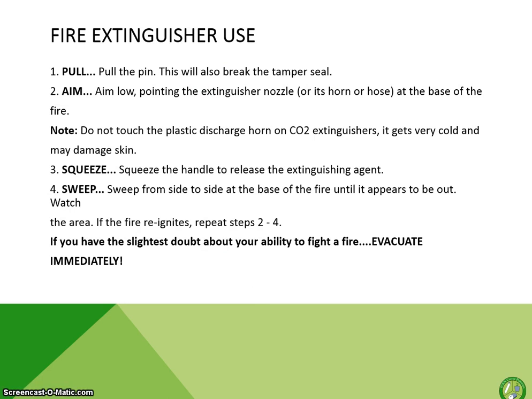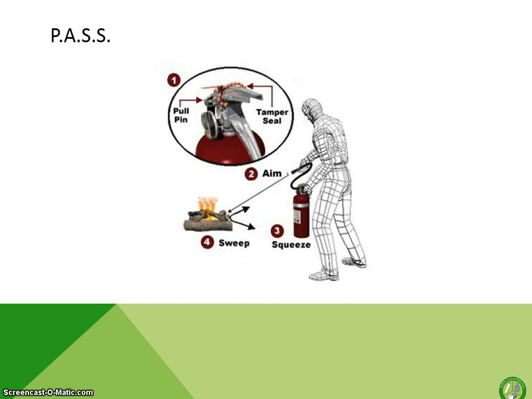We use the P.A.S.S system when we operate a fire extinguisher. P.A.S.S stands for pull the pin, aim low at the fire, squeeze the handle, and then sweep from side to side. If you have any doubt about your ability to extinguish a fire, leave immediately and call 911. If you think you can control the fire, again, we'll use the P.A.S.S system, which is pull the pin, aim low, squeeze the handle, and sweep from side to side.